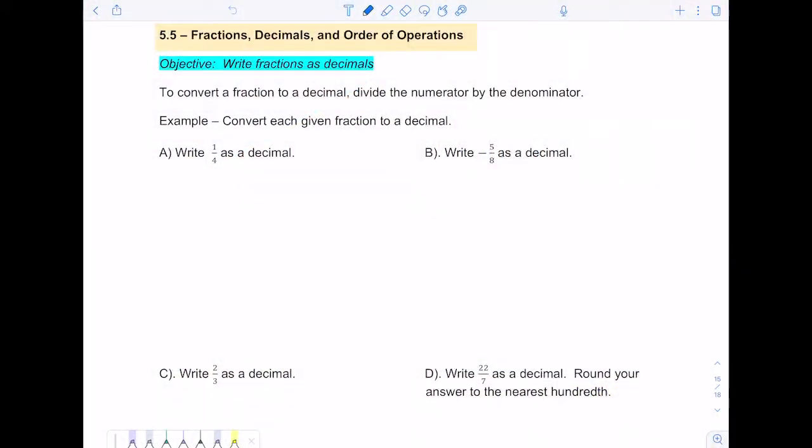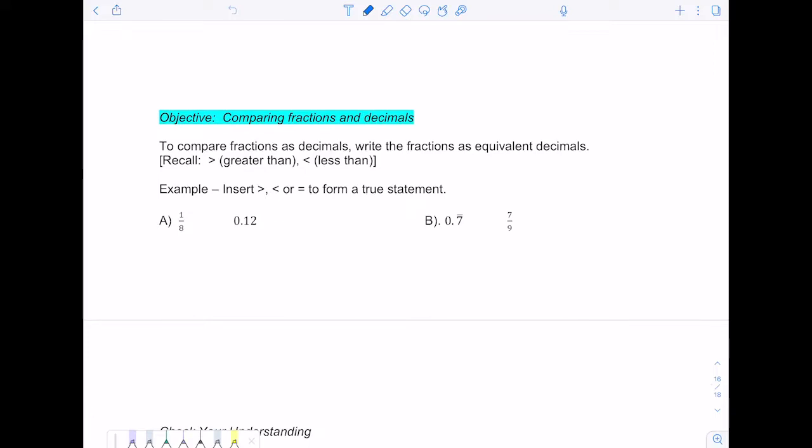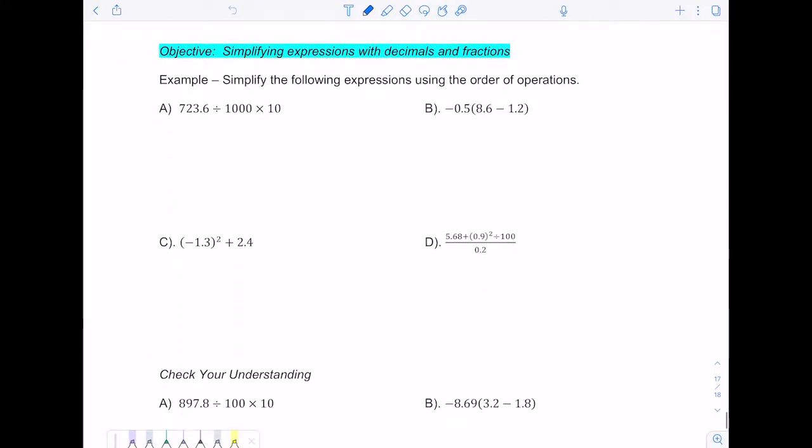Hi everyone. In today's lesson, we're going to look at how to convert fractions to decimals, and then we're going to compare fractions and decimals using inequality symbols. And then lastly, we're going to simplify expressions that have decimals and fractions.